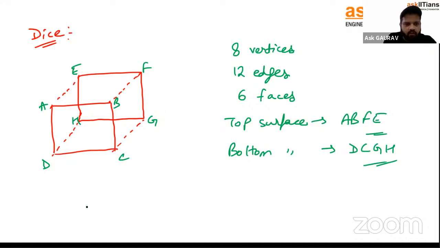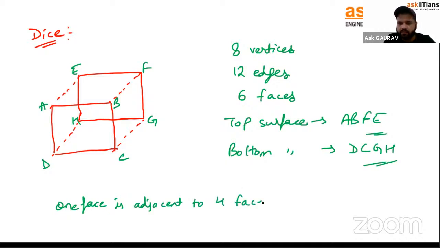Next, one face is adjacent to 4 faces, right? If we talk about your ABCD, you can also assume the cube as your room. So the wall of one room is adjacent to 4 walls, right?